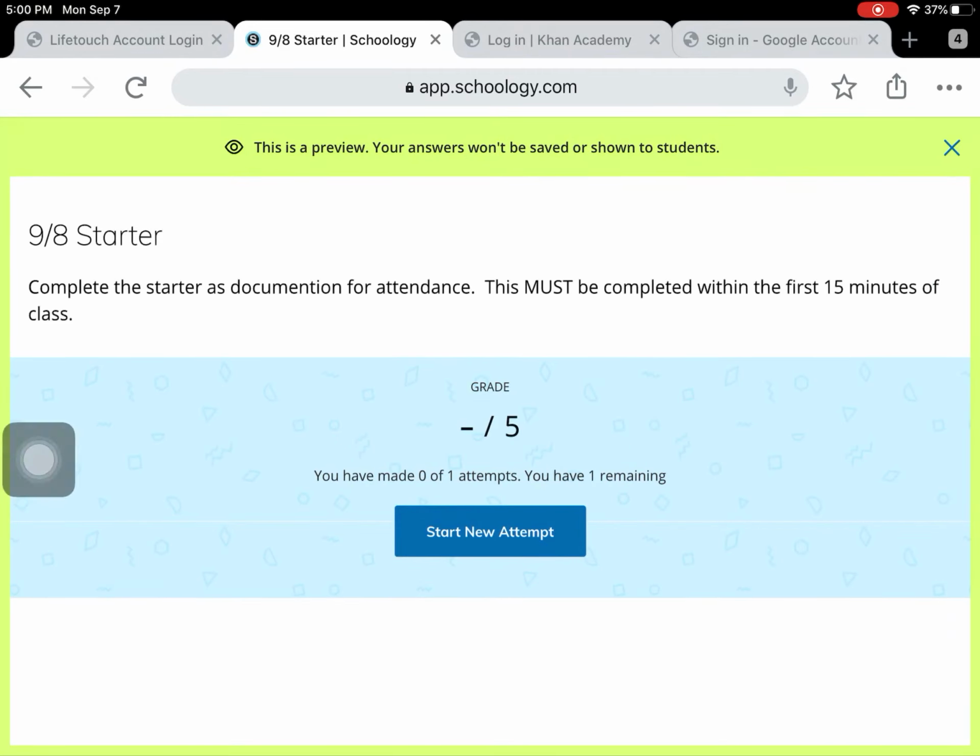Again, our directions are going to be found in this top area here. You'll find that with all things that look like this, and it is called the 9-8 starter. Complete the starter as documentation for your attendance. I'm asking for the first 15 minutes because once those 15 minutes have occurred, I'll have time to sit at my computer and look at your responses.